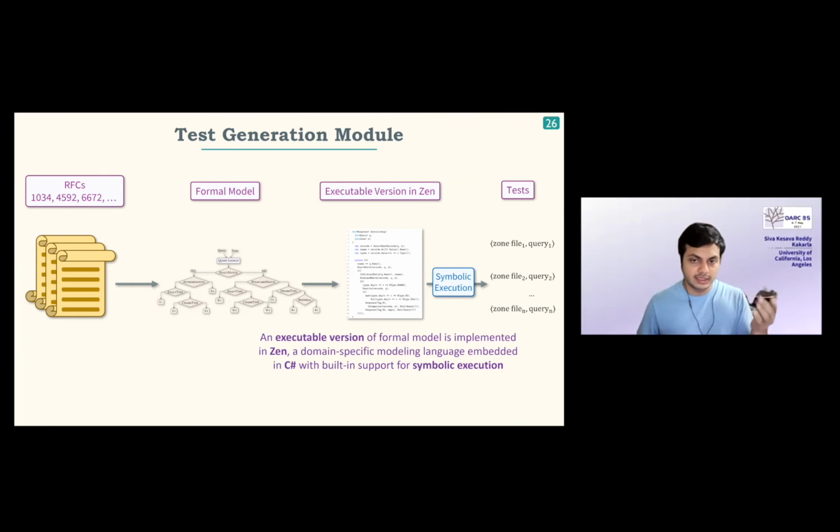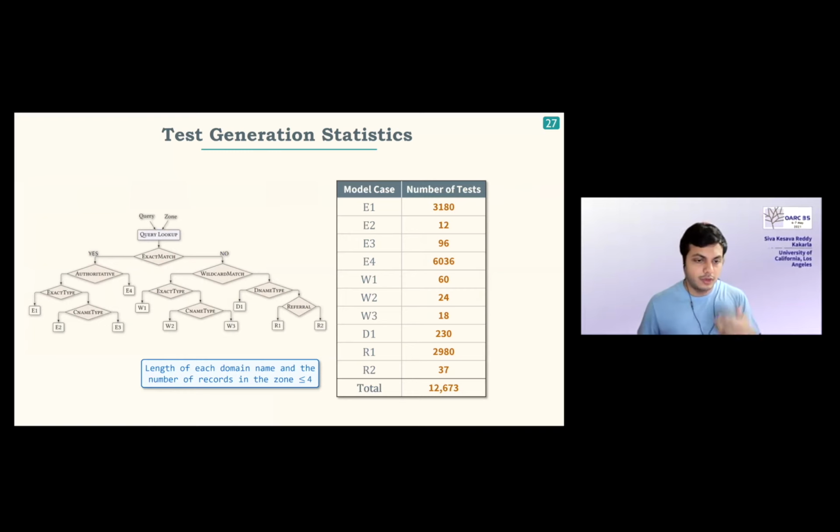And after the test cases are generated, we use them in the differential testing module. These are the statistics of the number of tests generated for each branch. Because symbolic execution does not scale for large sizes of domain names, we constrain the zone file to have not more than 4 records, and the length of the domain names is also less than 4. There are around 10 branches that we found in the lookup logic, and these are the total number of test cases generated for each branch.